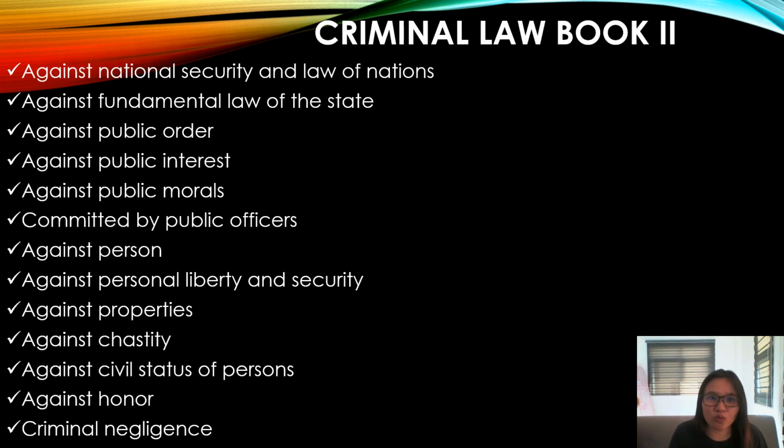Criminal Law Book 2. Okay? In Criminal Law Book 2, we have crimes against national security and law of nations, against fundamental law of the state, against public order, public interest, public morals, committed by public officers, against person, personal liberty and security, properties, chastity. So yan yung mga nasa Criminal Book 2, yan yung mga krimen.